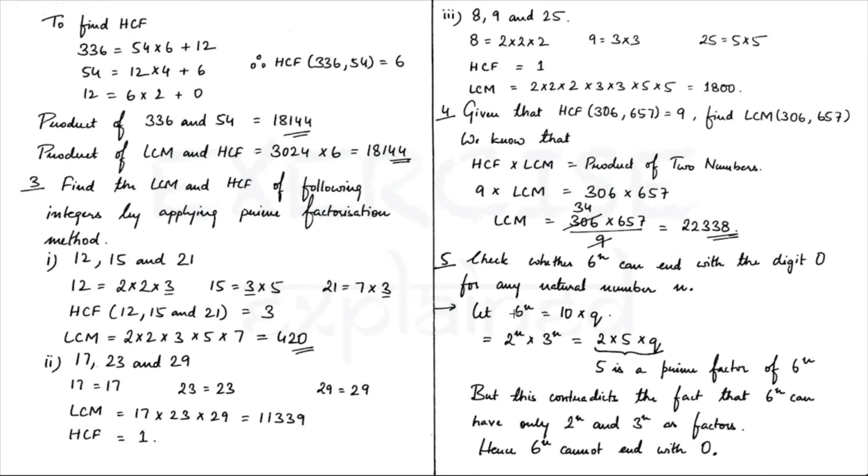Now what happens? The prime factors of 6 are 2 and 3, but the prime factors of 10 are 2 and 5. You can see 2 is common, but 5 is not there in 6, and you cannot have a prime factor of 10 as 3, which basically contradicts the statement. So you can see here I have written 5 is a prime factor of 6 to the power of n, but this contradicts the fact that 6 to the power of n can have only 2 to the power of n and 3 to the power of n as factors. So we can say that 6 to the power of n cannot end with 0.